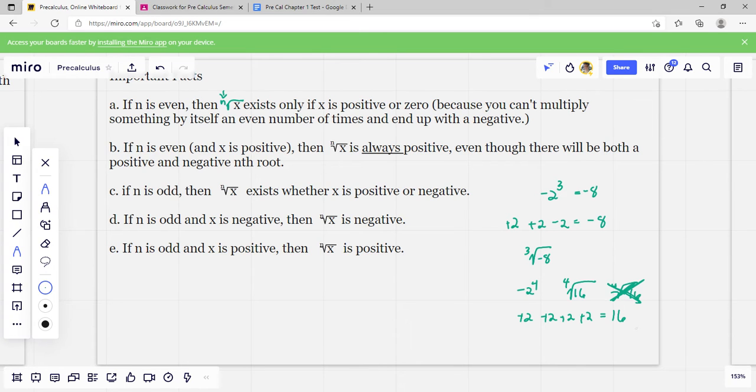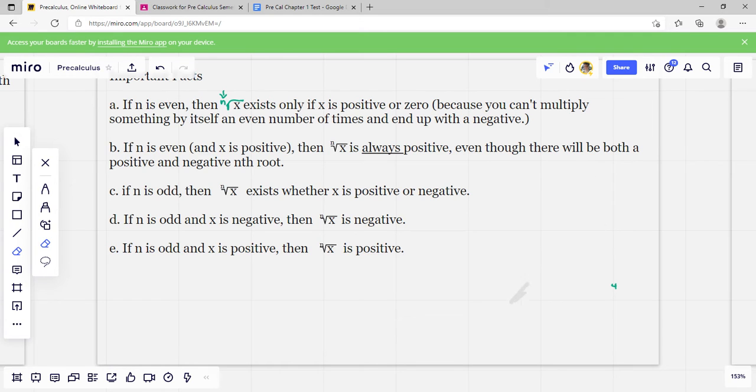Can't have that because when we multiply 2 by itself 4 times, it's not negative anymore. If n is even and x is positive, then the nth root of x is always positive. All right, so let's explore that one. N is even and x is positive, then it's always going to be positive.